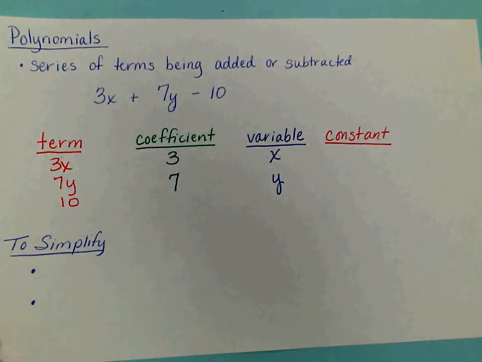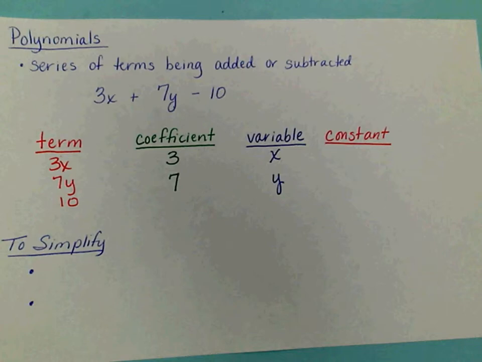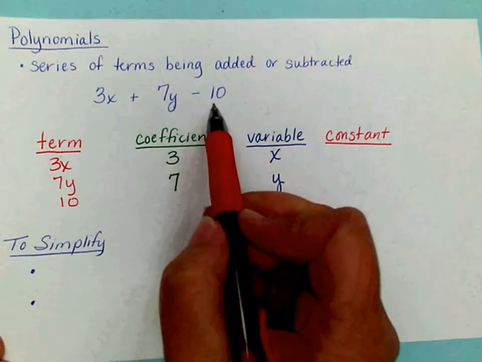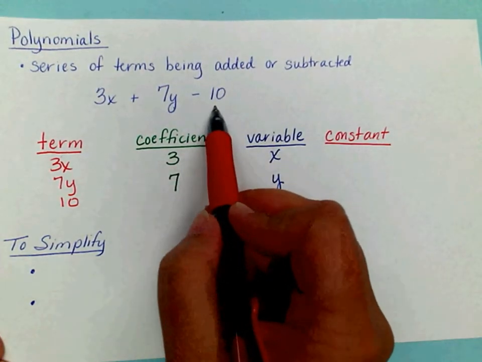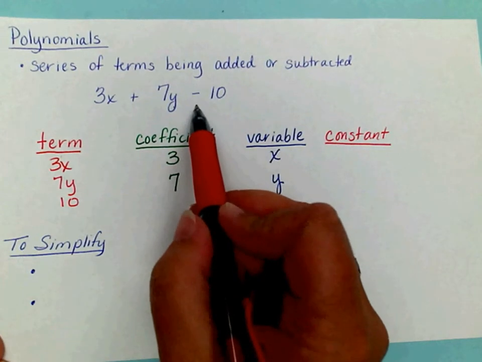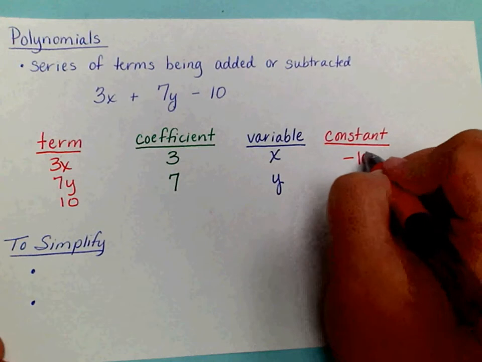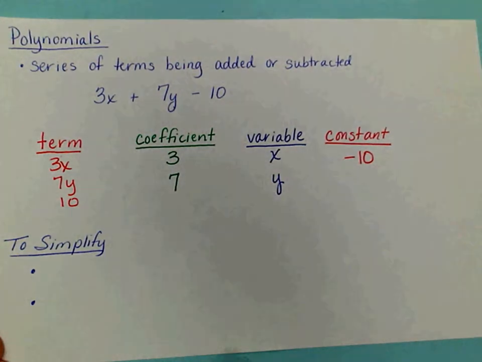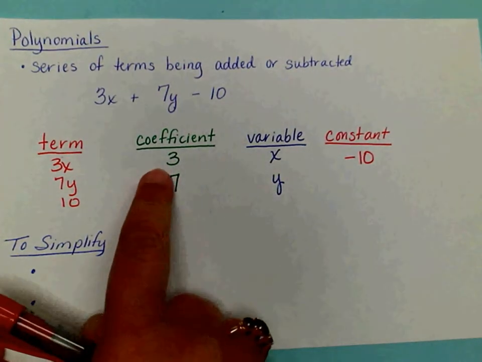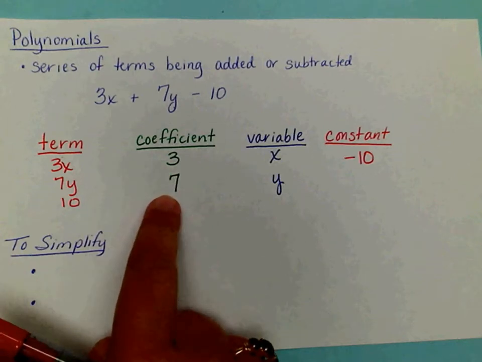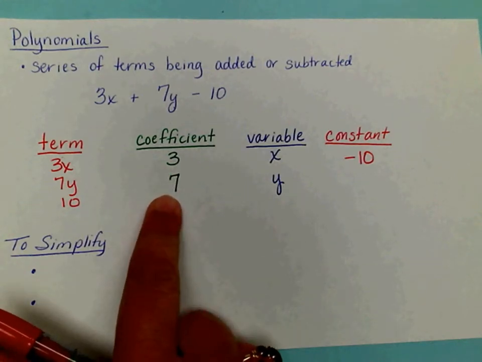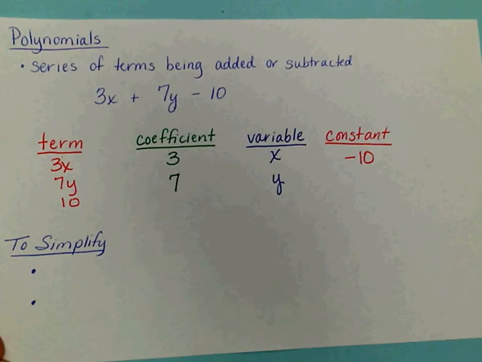Now, the constant is usually just a number itself that doesn't have any variable attached to it. So if you see a number that's just being added or subtracted, then that will be your constant. In this case, we have a minus 10. Now notice this time around, since there's a negative in front of it, when we talk about our constant, we will include that sign of our negative. And notice we technically did that on the others, the 3 and the 7. There was no sign in front of them, but those are always understood to be positive for us.